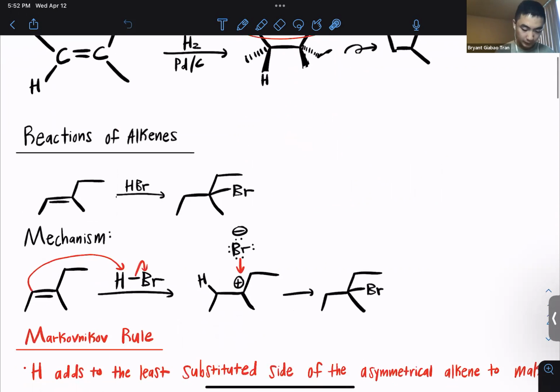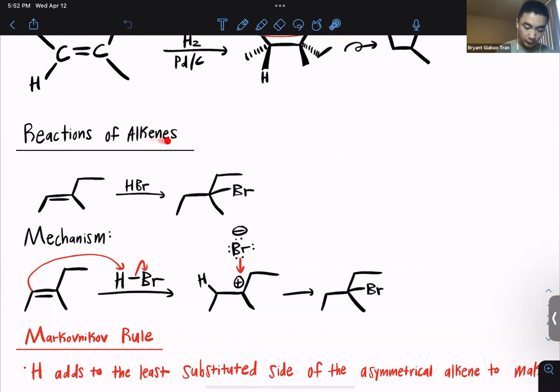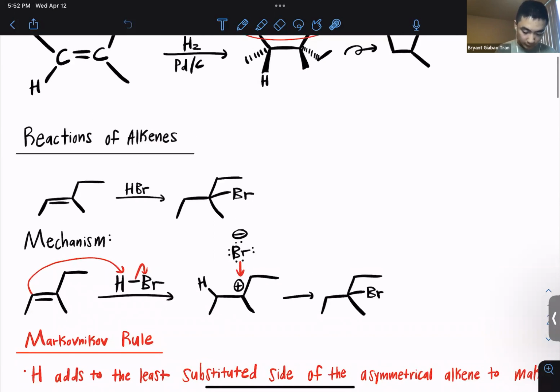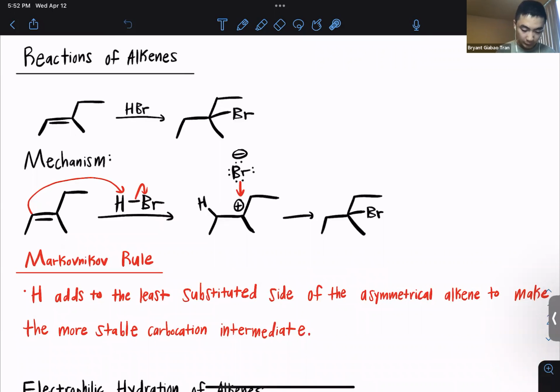So next, let's go over the reactions of alkenes where we react an alkene with a nucleophilic acid like HBr, HCl, or HI. So let's go over the mechanism here. For this mechanism, you would want to form the more stable carbocation. In this case, we could either form a secondary carbocation or a tertiary carbocation. Since we want to form the tertiary carbocation, since it's more stable, we would have to grab the hydrogen on the other side of the carbon, on the less substituted side, and kick out the good leaving group, bromine.